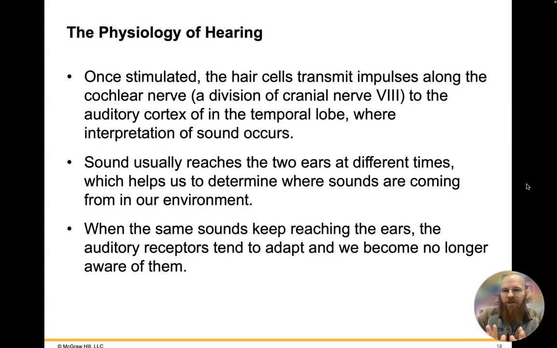So important to keep in mind, once stimulated, these hair cells basically transmit impulses along that nerve. This is just a division of cranial nerve 8, and it's going to the auditory cortex that's in your temporal lobe, where you actually interpret the sounds.